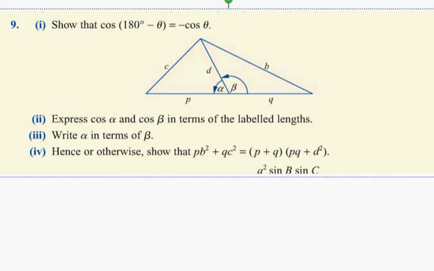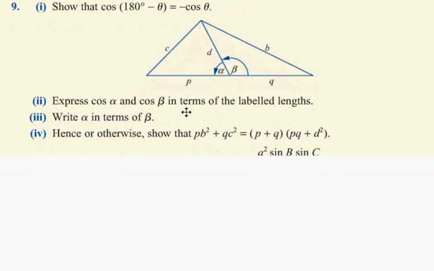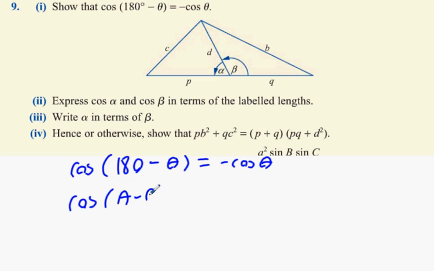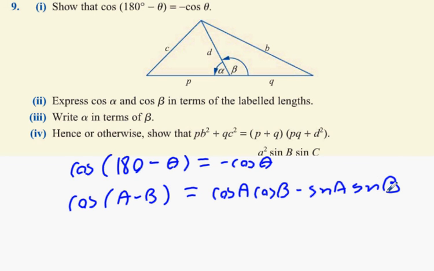Okay. First of all, how do I show that cos 180 minus theta equals minus cos theta? Anybody remember the compound angle tricks? What's cos A minus B? What about cos A cos B minus sin A sin B? Yeah, they're within the angle, aren't they?